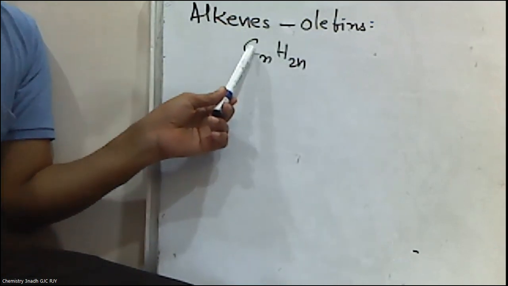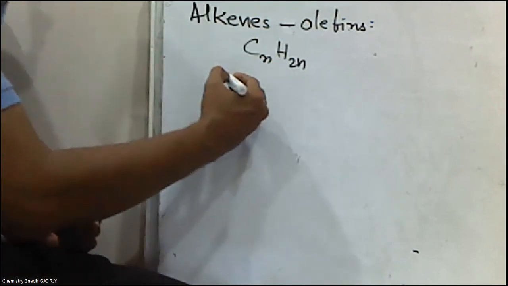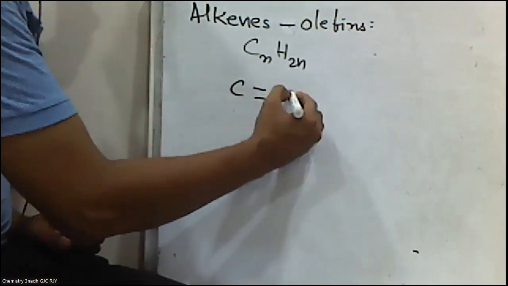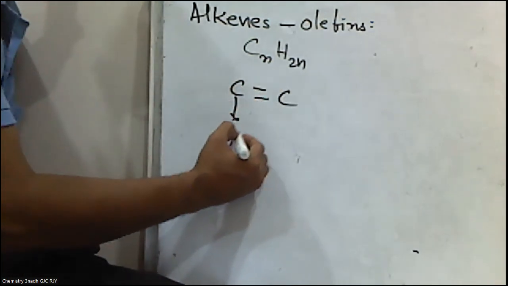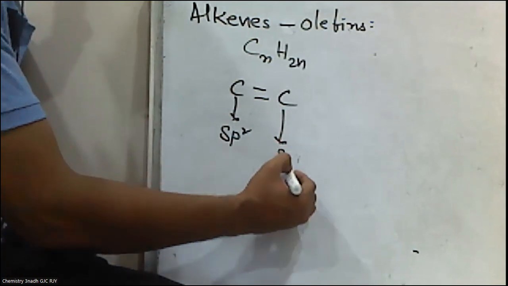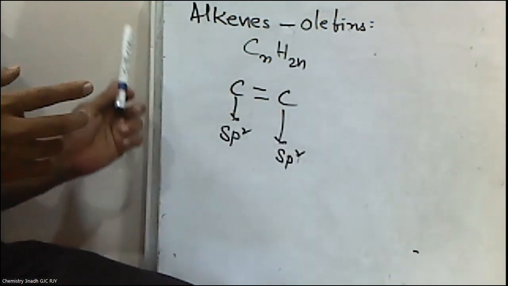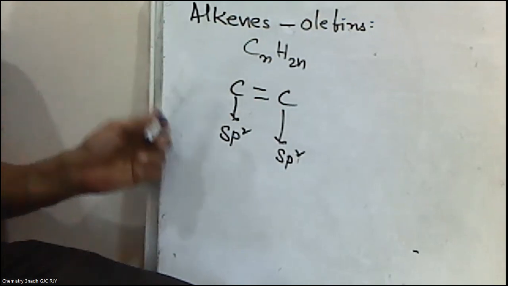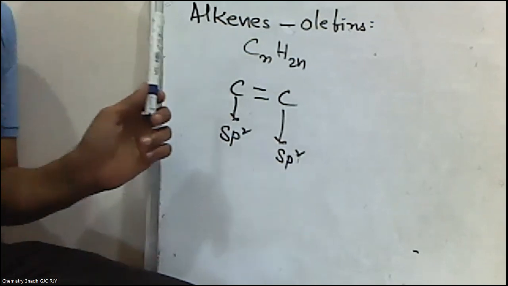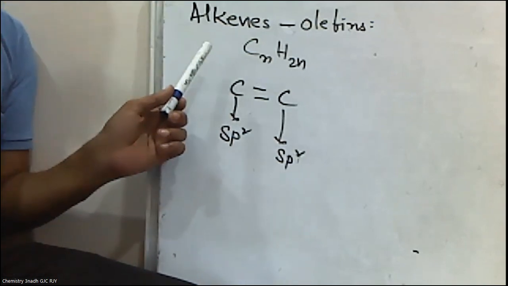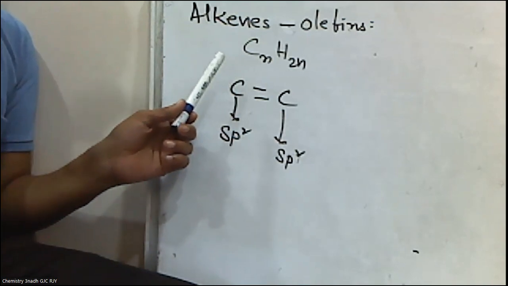In alkenes, the compounds having a carbon-carbon double bond, the carbon atom undergoes sp2 hybridization. The carbon having the double bond undergoes sp2 hybridization.